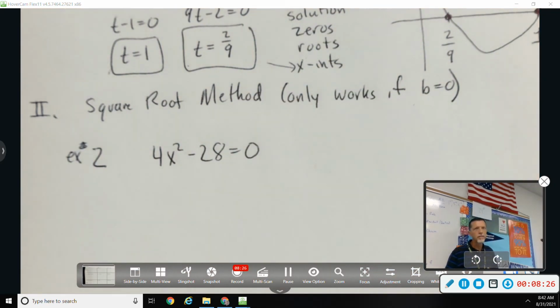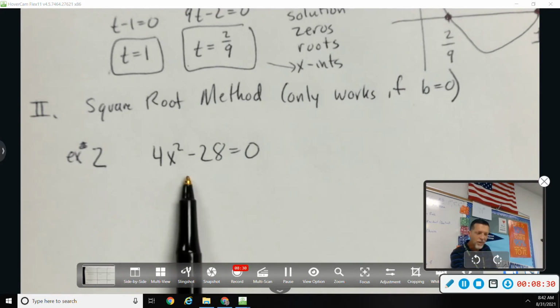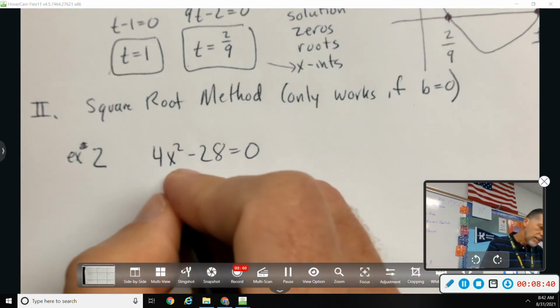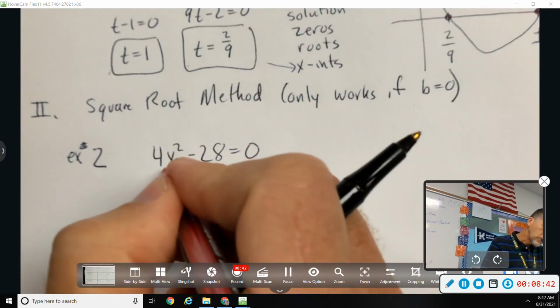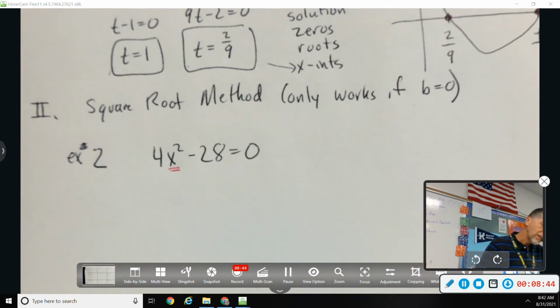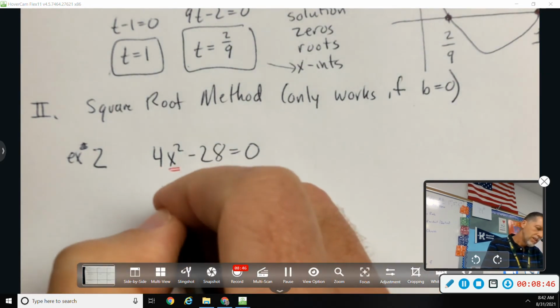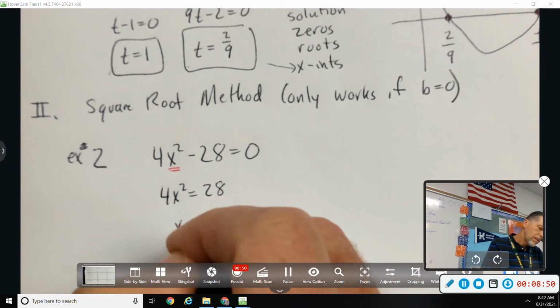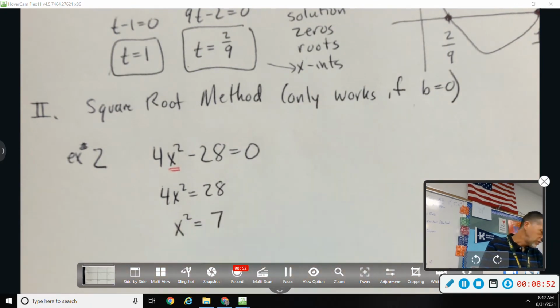If it was like 4x squared minus x minus 28, right, if there was anything in the middle there, we couldn't use the square root method, because that would be b equal to 1, and you wouldn't be able to get x squared by itself. So job 1 with the square root method is to get x squared by itself. So 4x squared equals 28. X squared equals 7.